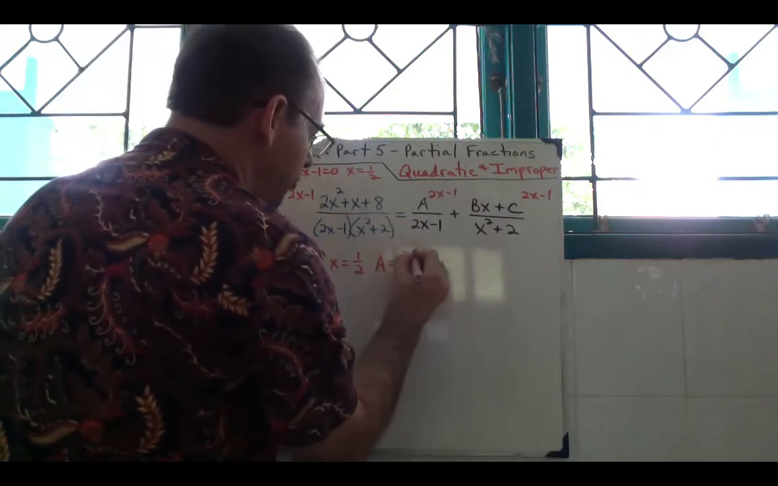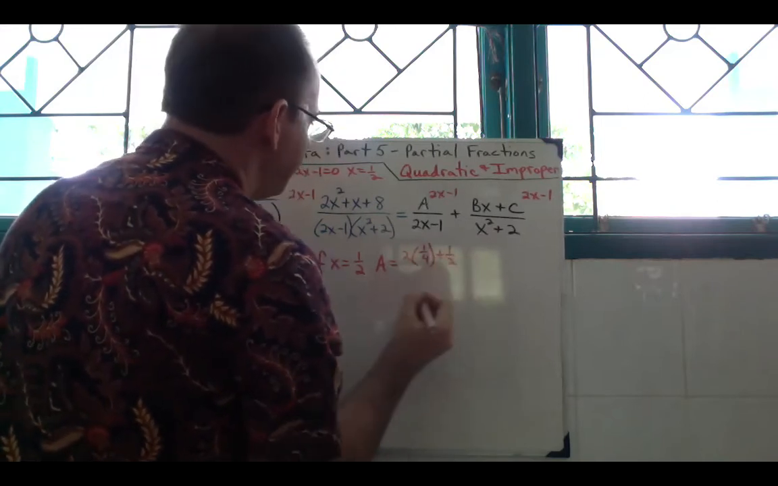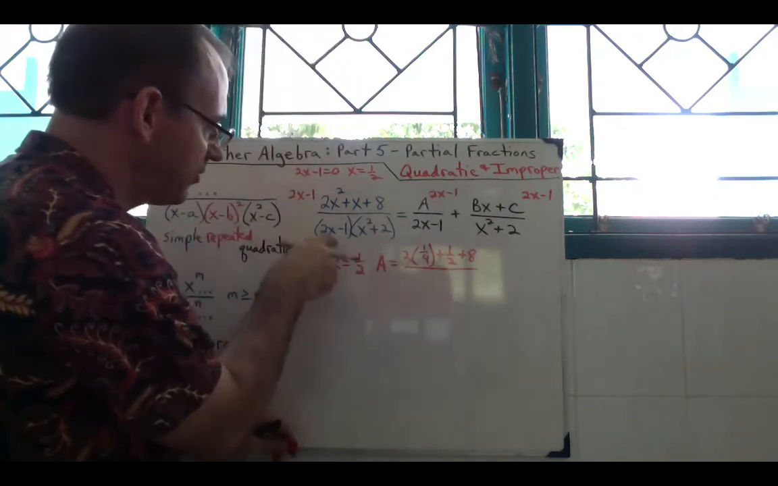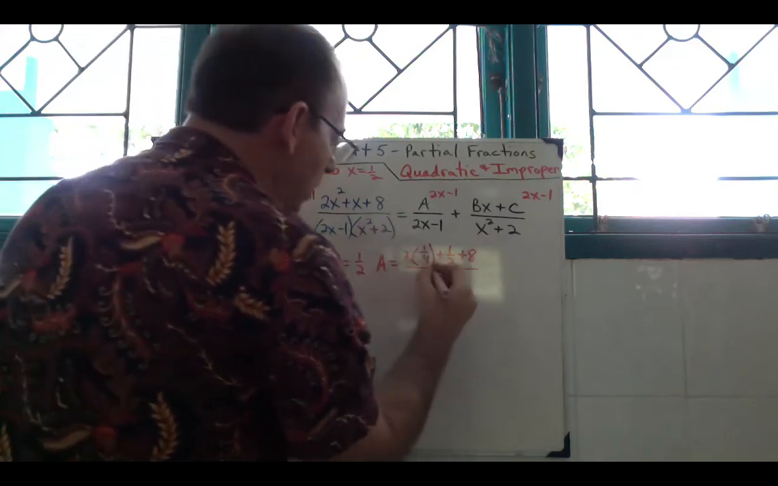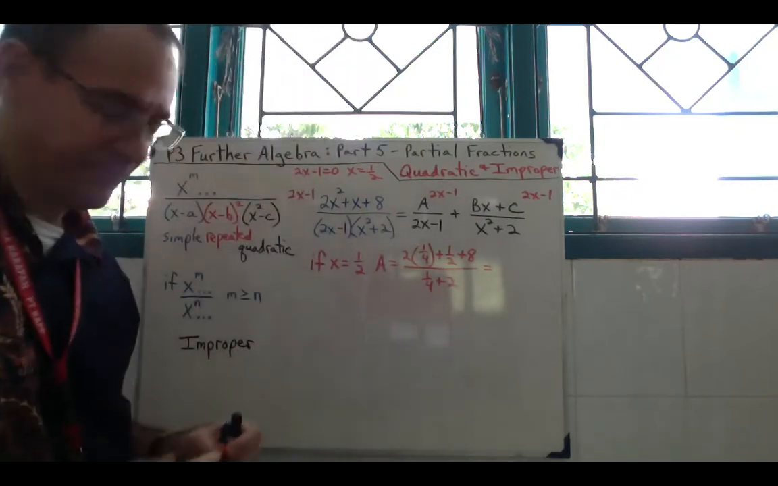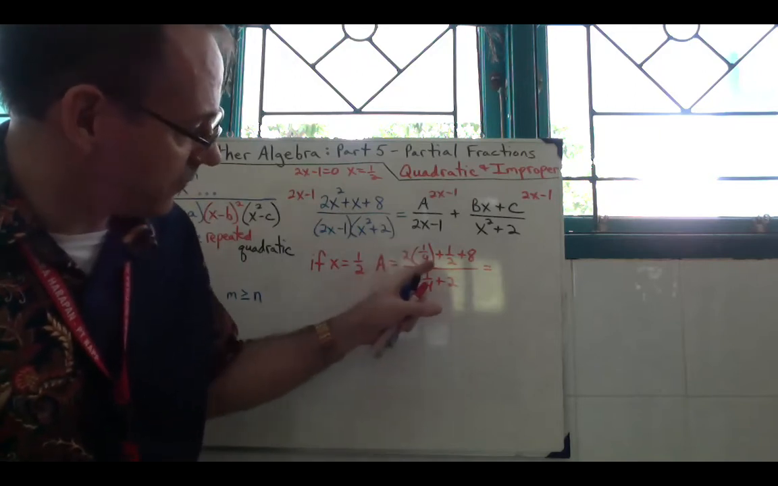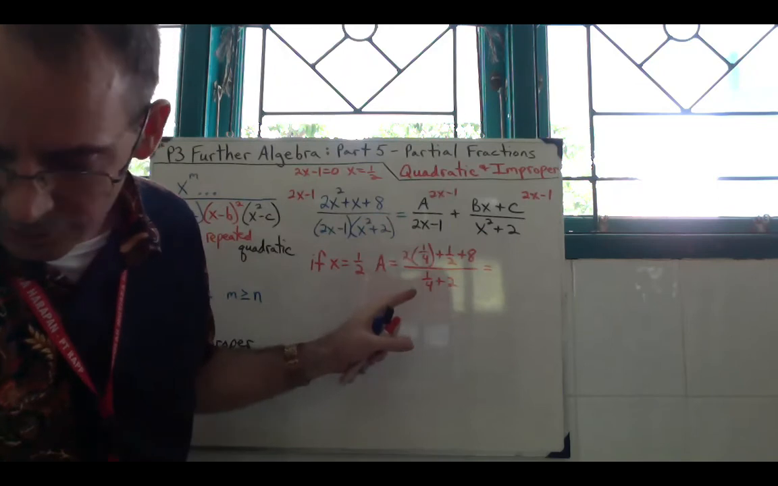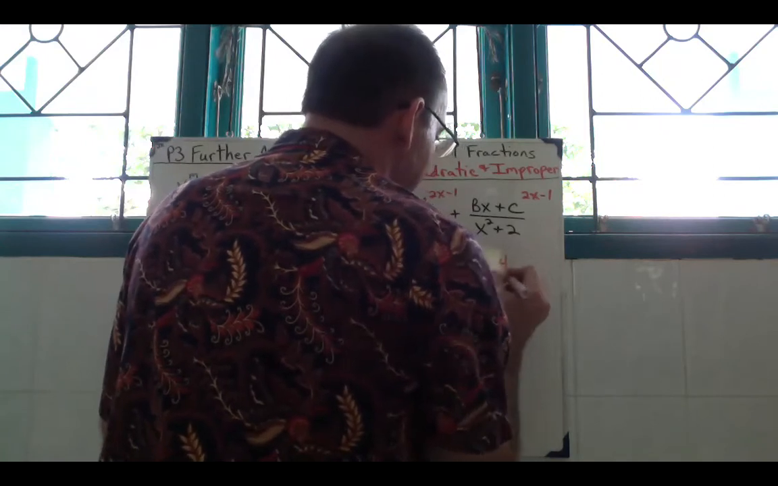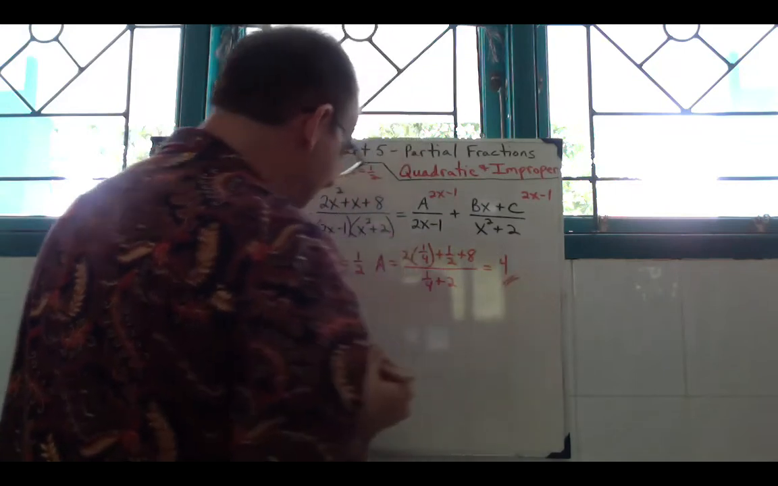So we have 2 times 1/2 squared is 1/4, plus 1/2, plus 8, all over, again, remember this one is gone, canceled out, so we have 1/4 plus 2. And when you solve this, a equals 2 times 1/4 plus 1/2 plus 8 all over 1/4 plus 2. The answer to this comes out to 4. So you can check that out and do that on your calculator. You get 4. So that's our answer for A.